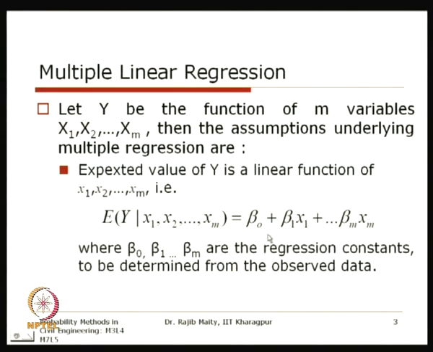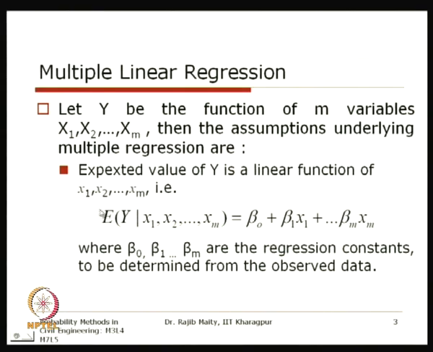If you recall, in the last one we had only one input, using beta naught and beta 1 x, so there were only two parameters for that regression, beta naught and one coefficient with that input variable. As you can see here, there are m different inputs. So beta naught, beta 1, beta 2, beta 3 up to beta m are our regression constants, and these have to be determined based on the data that is available to us.